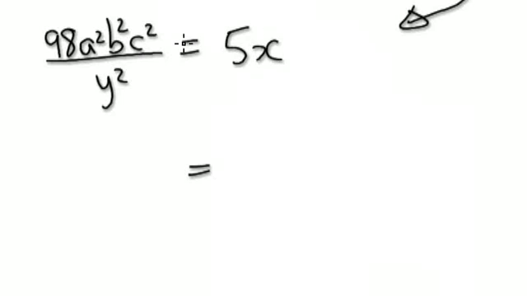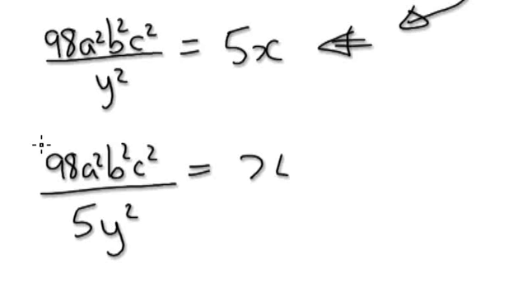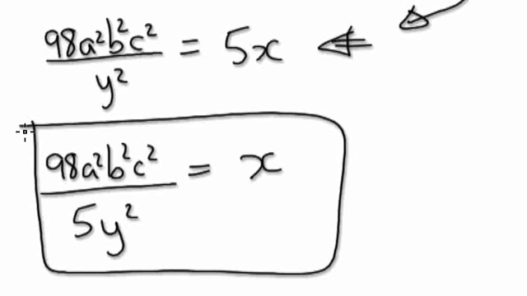Here you've got a fraction. If you divide by a fraction, it gets multiplied to the bottom. So it will be this 98 a squared, b squared, c squared over, remember the 5 gets multiplied to the bottom. When you're here, inside your mind, divide both sides by 5. So you will have this. Okay, so this here. So x equals that.